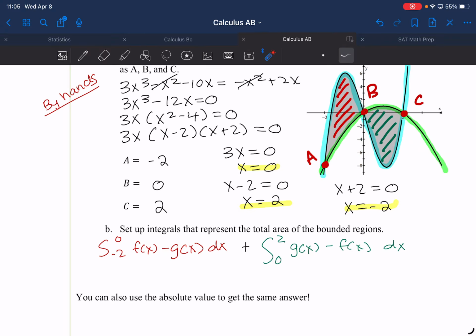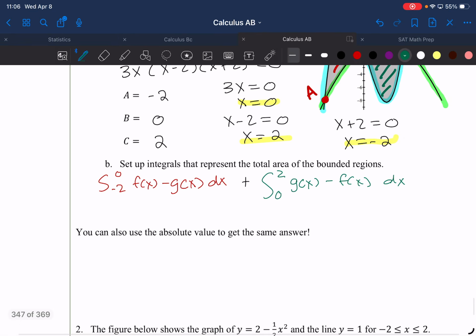So if we were to look at the entire bound, from bound A to bound C, all the way at the other end, if we did the integral from -2 to 2, we would end up getting, based on our properties of integration, 0. And if we were to solve this out, we would not get 0 for the area. So that's why we need to separate it into two separate integrals to represent the two separate areas.